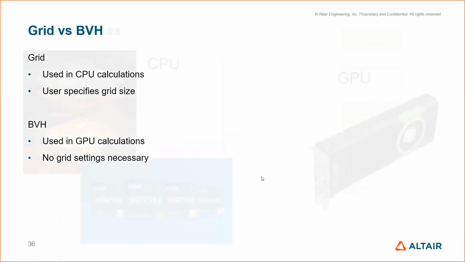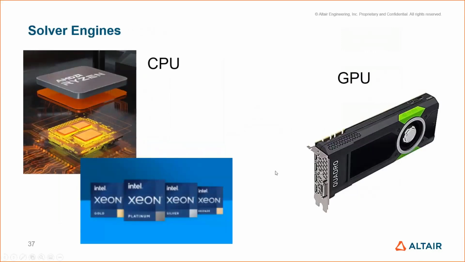So I've introduced the 2 solver types, the CPU and the GPU. For the CPU, we typically see AMD or Intel CPUs, and these can vary from 1 core to 40 cores. It's limited only by the hardware available for a shared memory system. So it's shared memory only, not distributed on CPU.